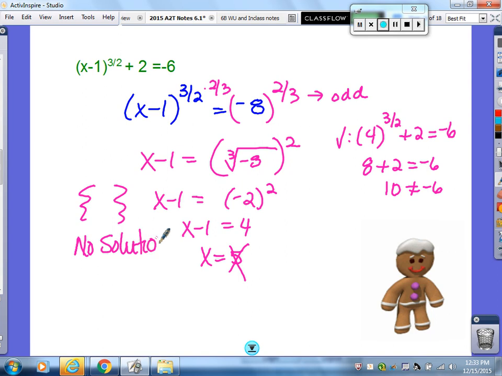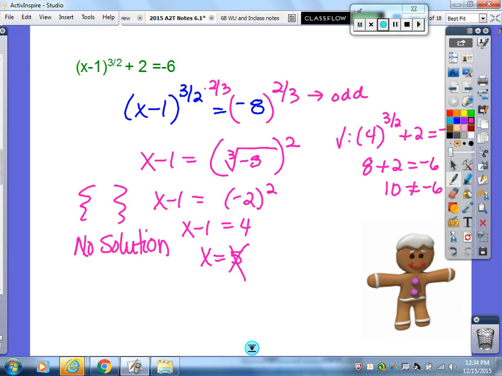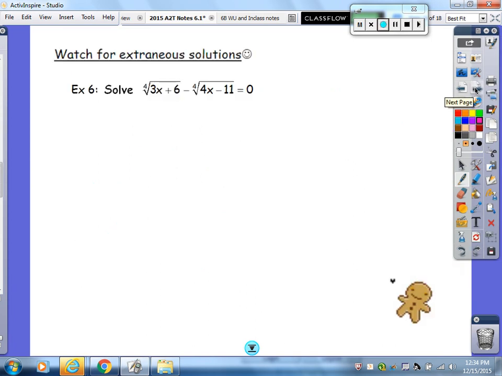So here you go. Here's your first one where you get something that doesn't work. All right. So watch out for extraneous solutions. Okay. So let's look at the next one. All right, first thing I want to do is I'm going to separate these. If you separate these, this becomes a really easy question.